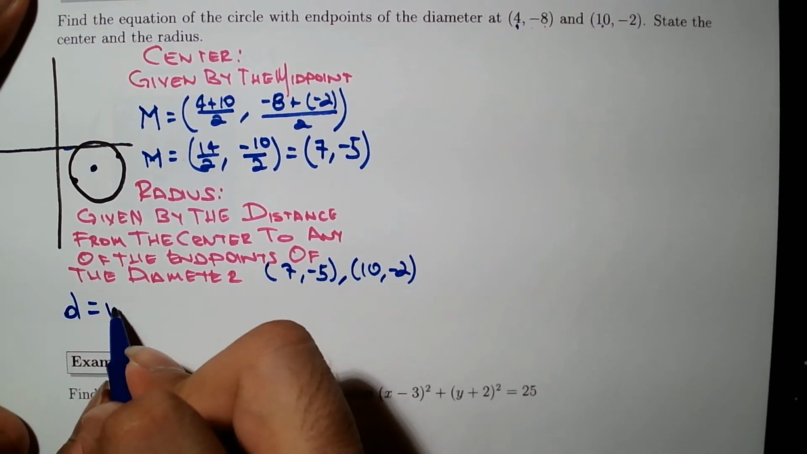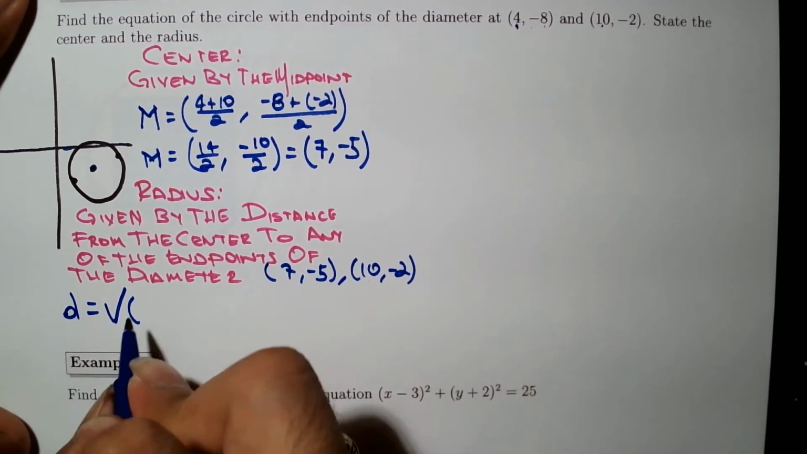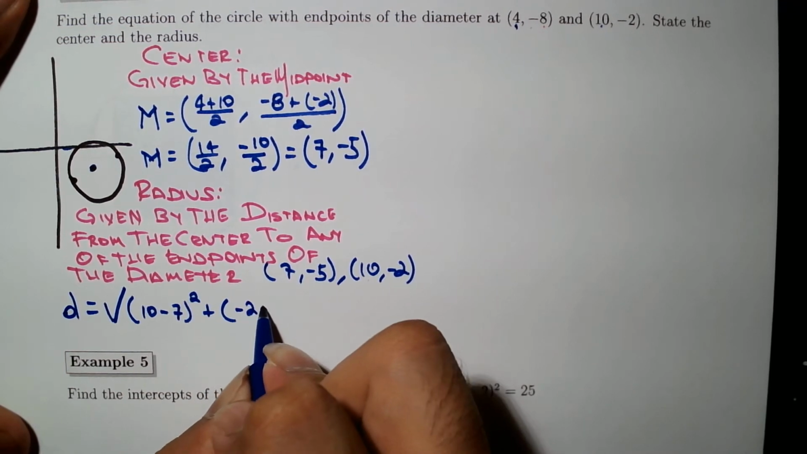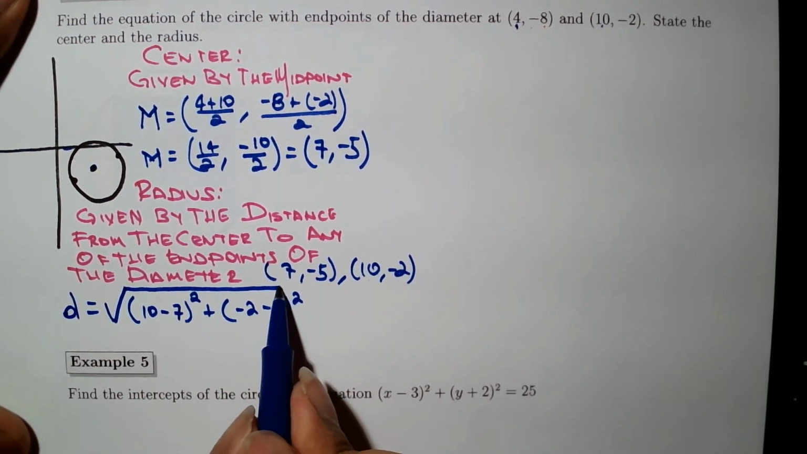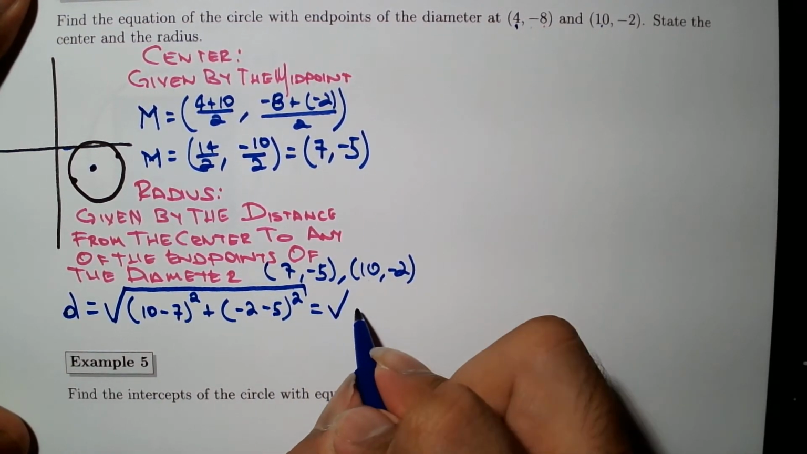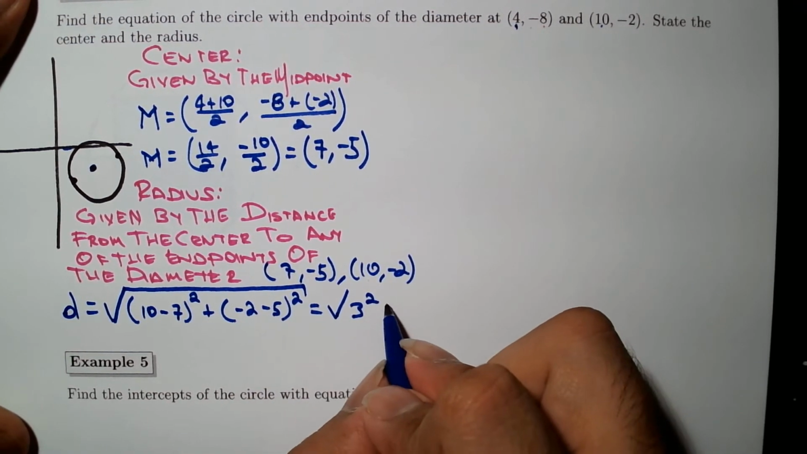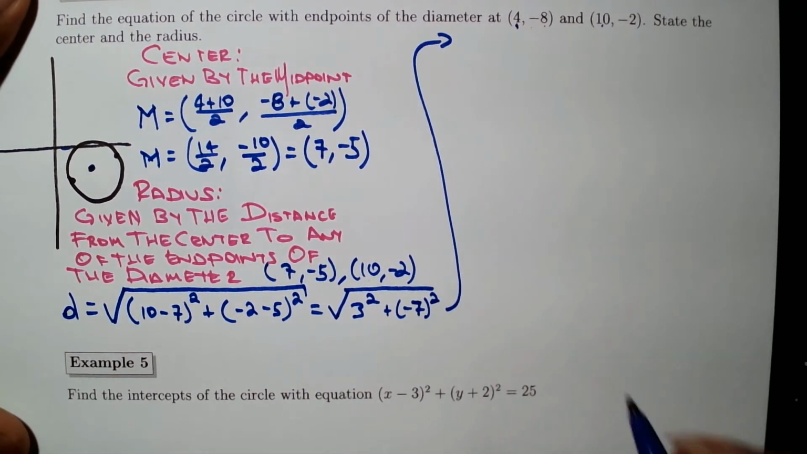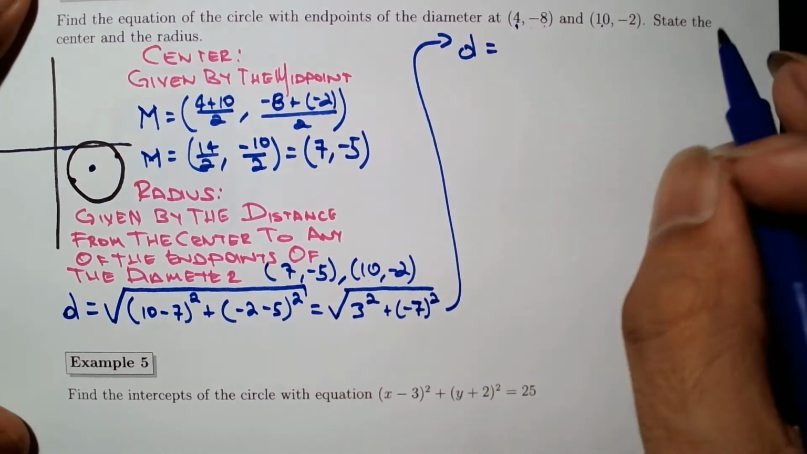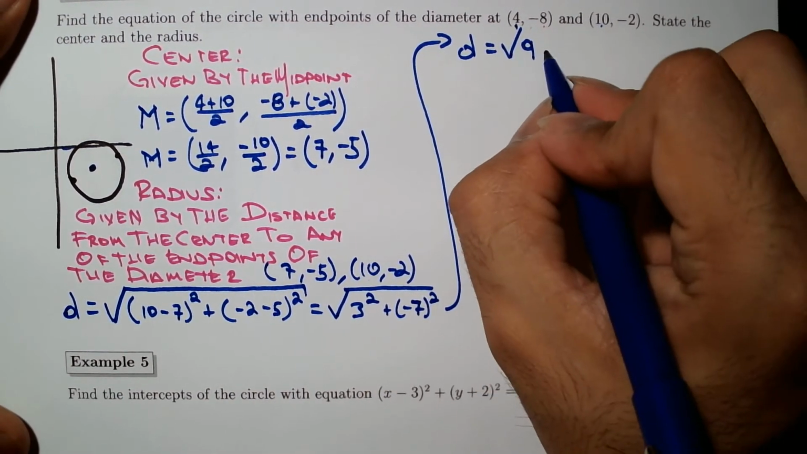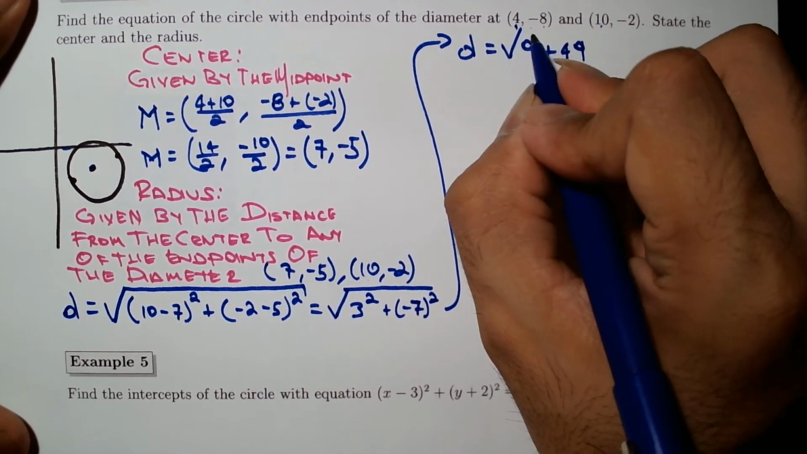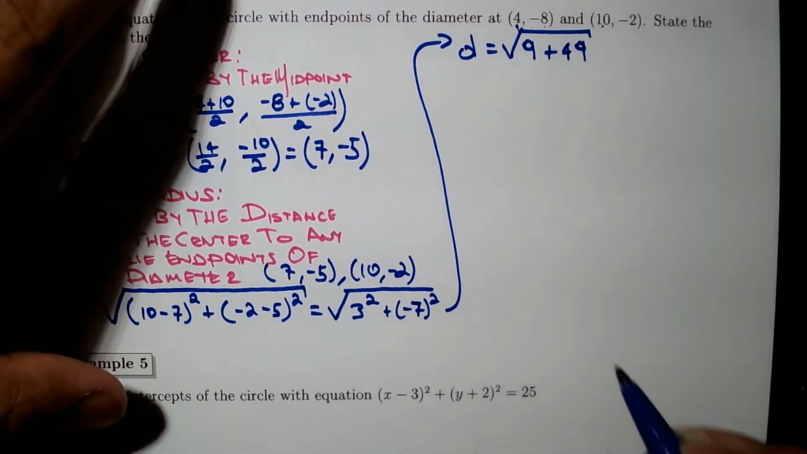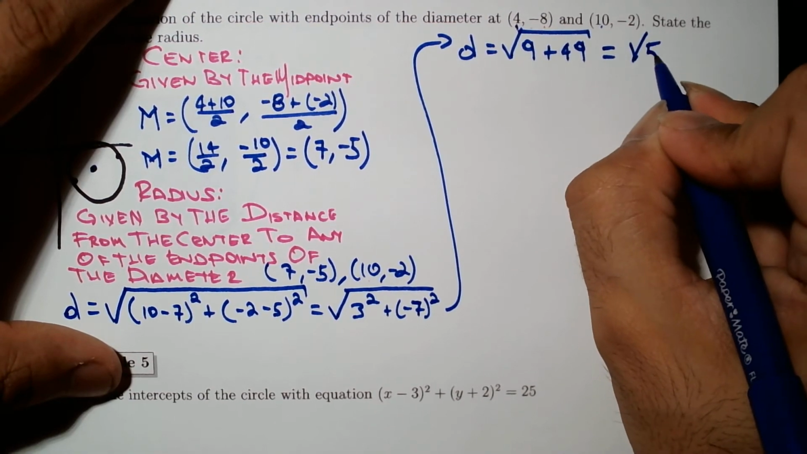So this is going to be the square root of x2 minus x1, that is 10 minus 7, squared, plus the difference of the y's, -2 minus -5, squared, which in this case 10 minus 7 equals 3 squared, and -2 minus -5 is 3... Let me go up here, and I'm going to simplify this. 3 squared is 9, plus the second difference squared. Alright, so 9 plus 49, what is that going to give us? 49 plus 9, 58. The square root of 58.